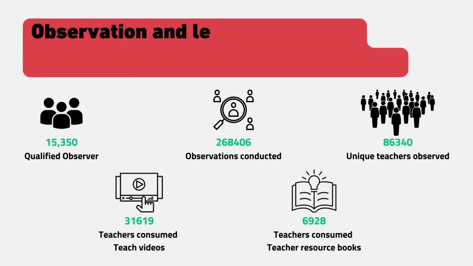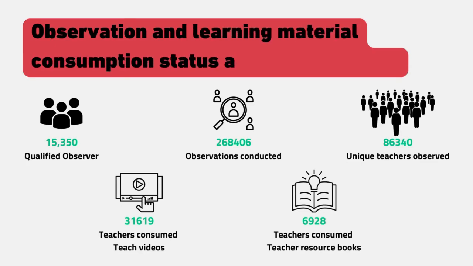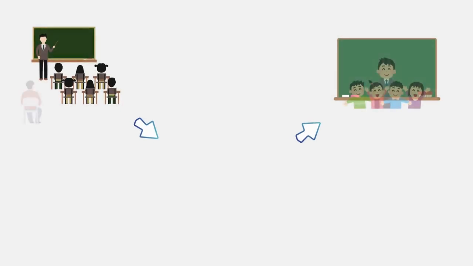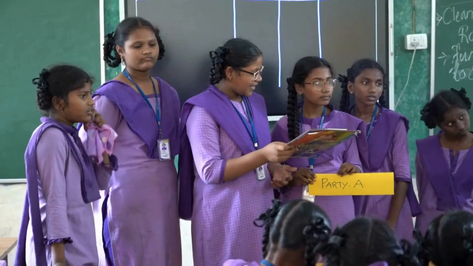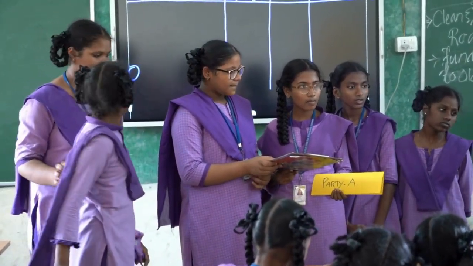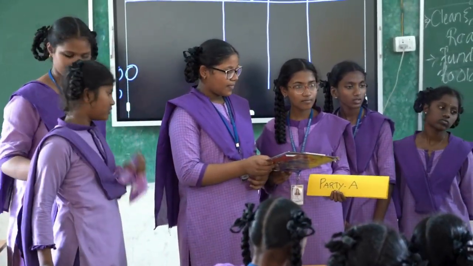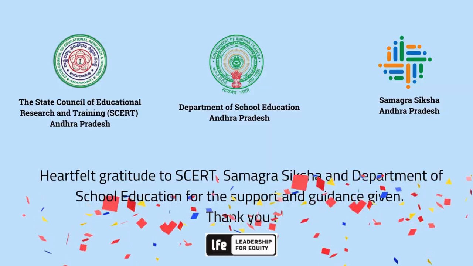As on 1st November 2024, there are more than 2.5 lakh observations completed for more than 83,000 unique teachers. These observed teachers are given targeted guidance that addresses their needs, helping them develop specific skills and techniques to enhance their teaching. Ultimately, this benefits students as they experience more engaging and effective lessons, contributing to an improved learning outcome across the state.